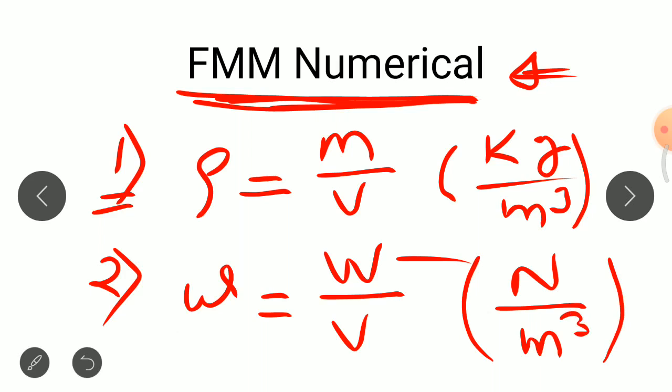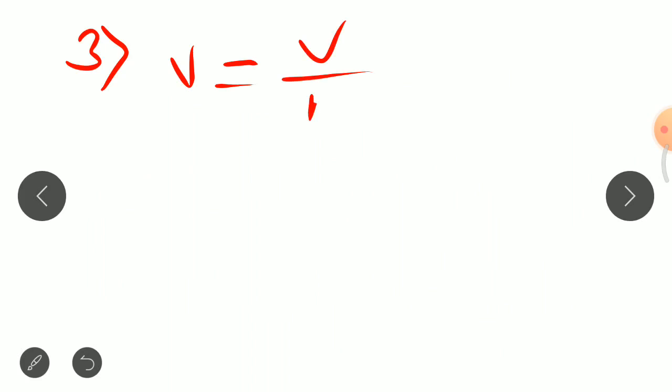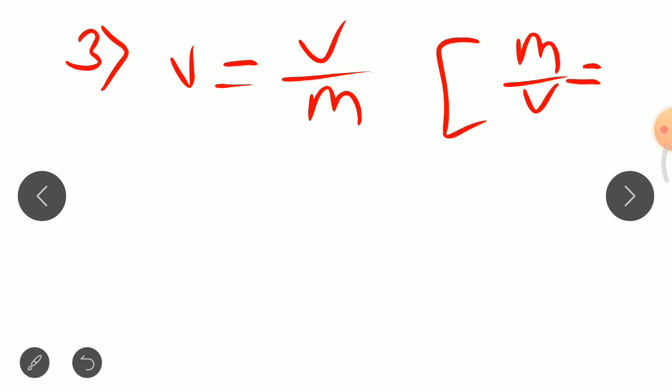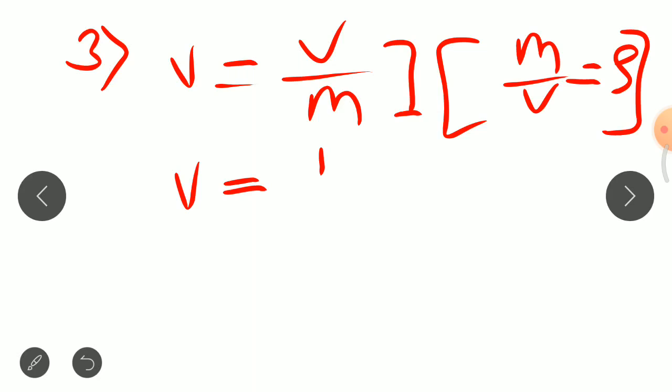After that, third quantity is specific volume, and the formula for specific volume is V is equal to volume divided by mass. We know that mass per unit volume is nothing but rho, that is density. Here we have the inverse, that is V upon m. So specific volume is also written as 1 upon rho. The fourth one is a specific gravity or relative density.